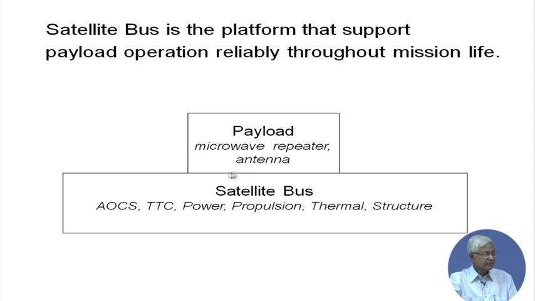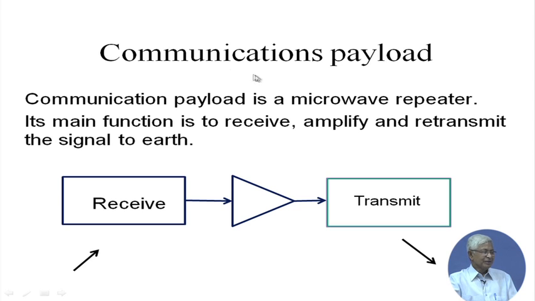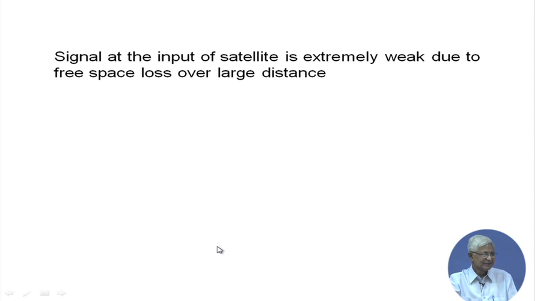So, now let us concentrate to find out what is there in this payload. A communication payload, what is that? We were using from the beginning the term, it is a microwave repeater. Its main function is to receive, amplify and transmit the signal to the earth, out towards the service area. It receives the signal from the service area, amplifies the signal and transmits it back. That is what the payload is. But let us see the complexity which lies inside it.